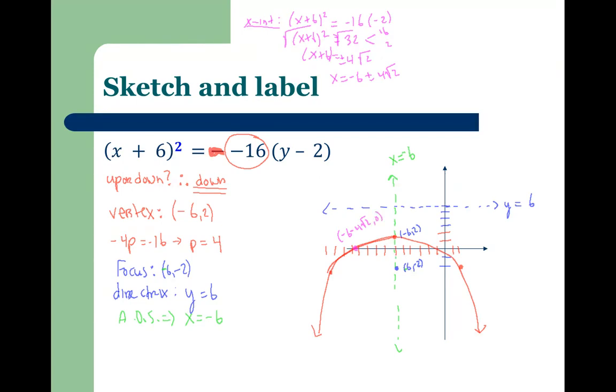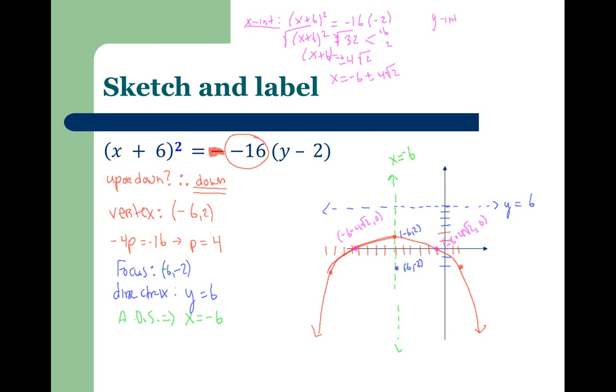And then this point over here is going to be negative 6 plus 4 root 2, comma 0. Let's see what that is approximately. What is negative 6 plus 4 root 2? Well, I'm a little off, but it's not bad. Okay, so then the y-intercept.